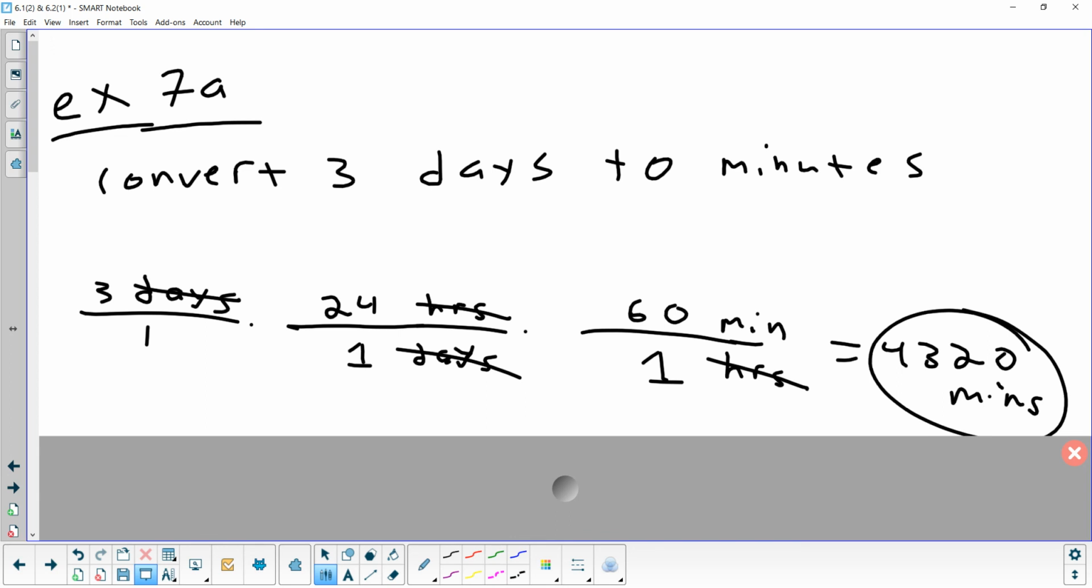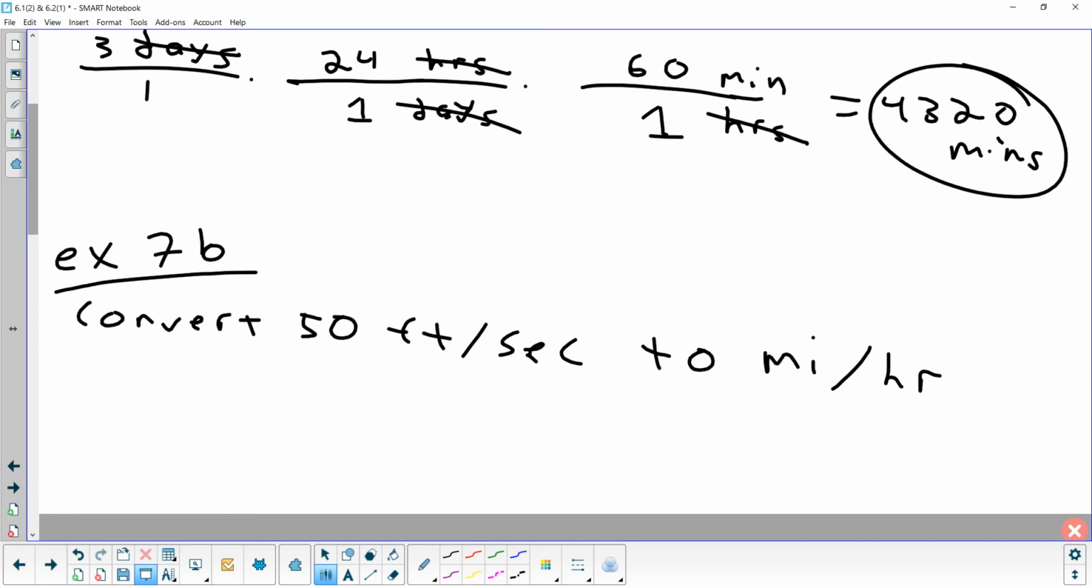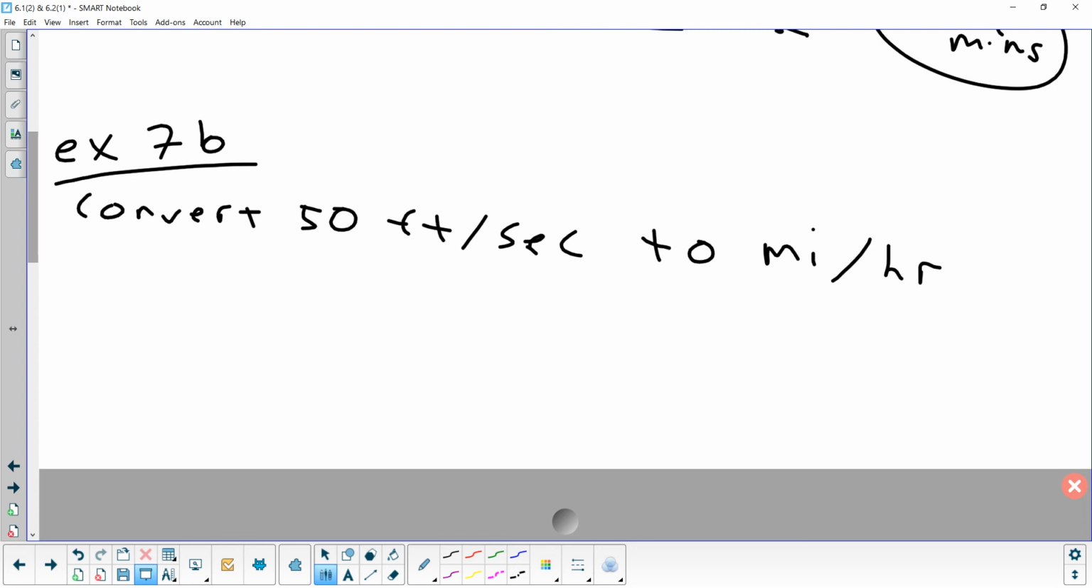Questions on that? All right, so that's just a time unit. Now let's try converting a rate. So a rate has two labels in it. It has not only a time unit, but it has a distance unit. So let's convert feet per second to miles per hour. So now it's like we're going to be doing 2 problems. When they say 50 feet per second, what does that mean? 50 feet in how many seconds? 1. It's 50 feet per 1 second.